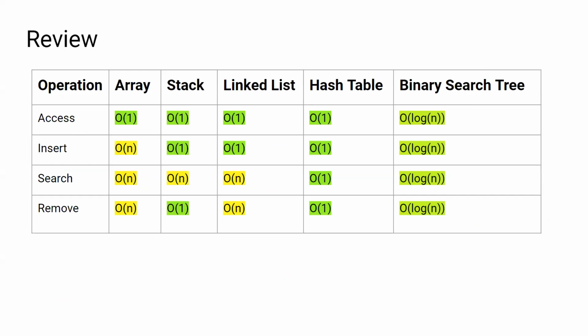And then here's a quick little chart of the algorithms, the data structures that we looked at. So you can see arrays, access is an O of 1, but it's a little bit slower on the insert, search and remove. Hash table is just a constant O of 1, and then binary search tree is O of log n.